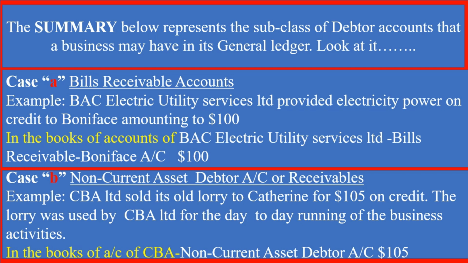So remember this one thing, that this asset was not bought with the intention of reselling. No. It was bought initially for the day-to-day running of the business. So if CBA sells this lorry to Catherine on credit, then in the books of CBA we will realize there will be a non-current asset debtor amounting to 105 US dollars. This is a case of other debtors.